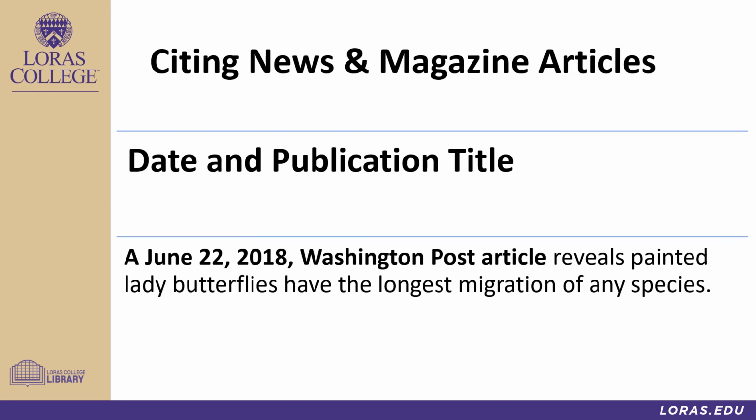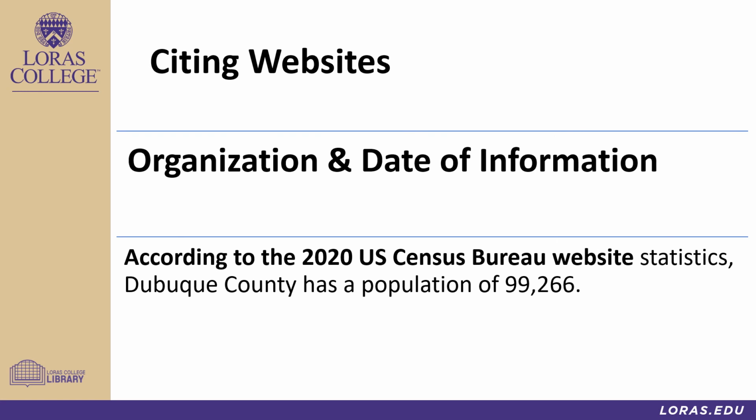When citing a news source or magazine article, the date and publication is all that is needed. Including the author or title of the piece is optional, but can be included if relevant. When citing a website, refer to the organization or institution and include the date of when the information was published. Remember, Google cannot be the source of your information. Rather, the website it may link to is the source.